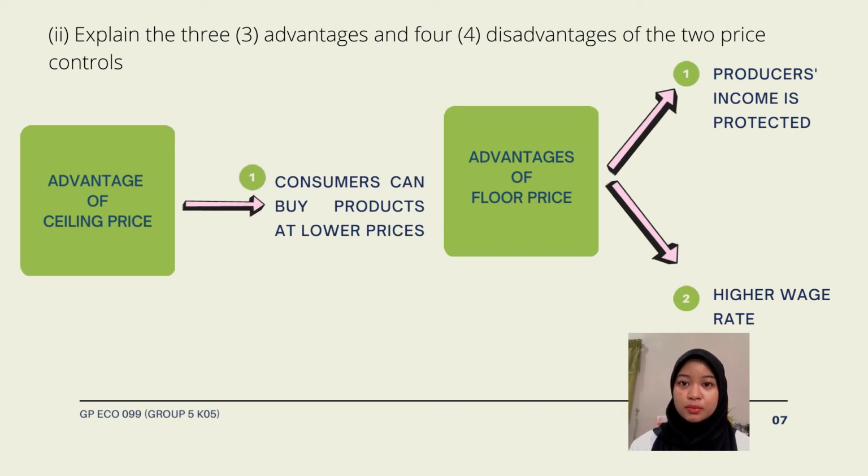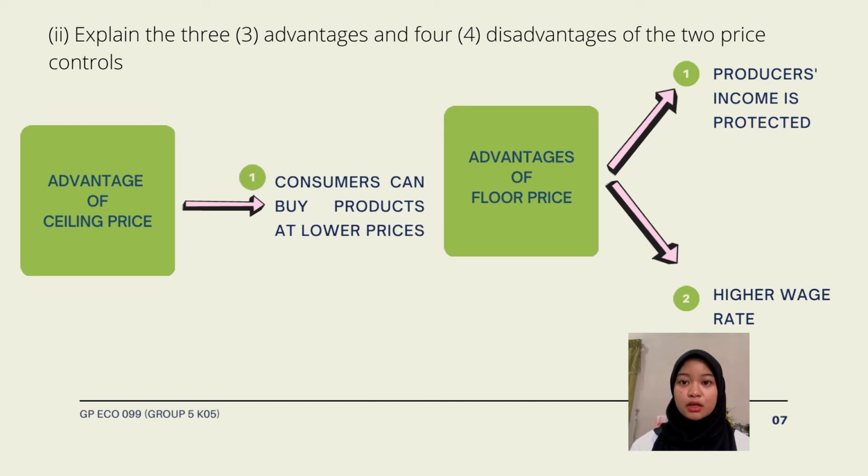For example, the practice of fixing a floor price is initiated in the agriculture sector. Price control aims to protect farmers should the price of commodities be too low in the free market. For example, the government controls the price of paddy to help farmers increase their income. The price of paddy is usually fixed at a price which is above the equilibrium price.